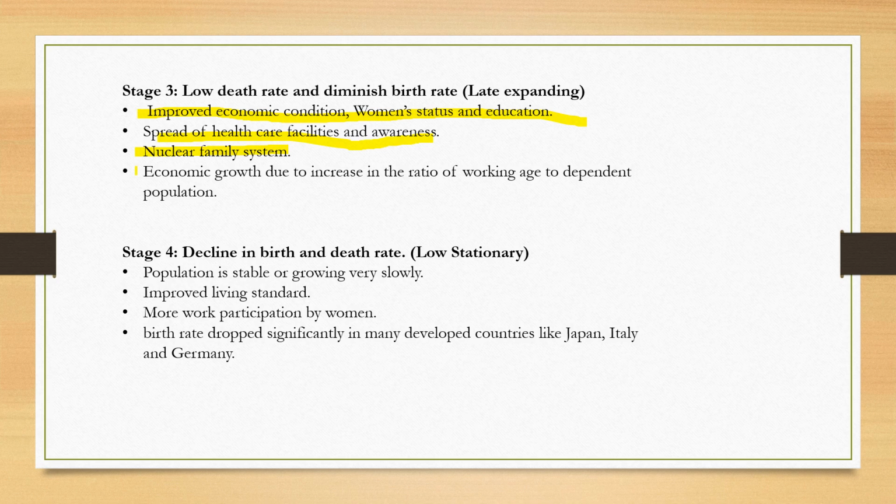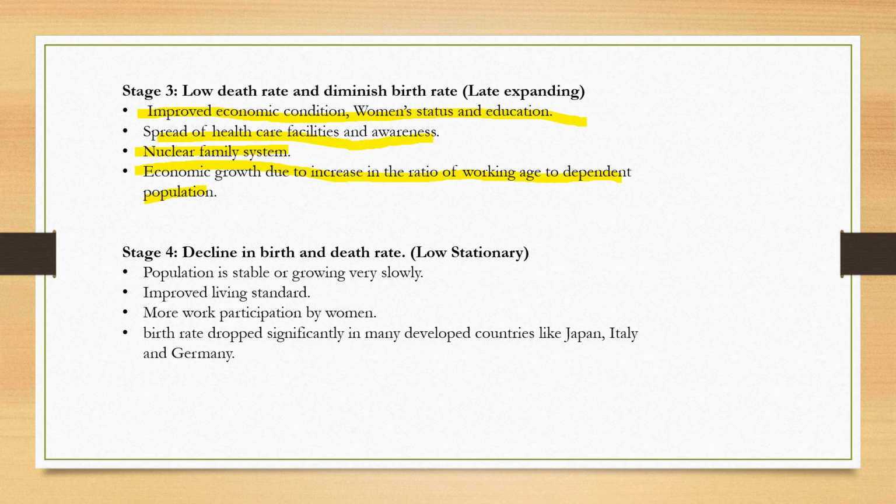Economic growth due to increase in the ratio of working age to dependent population. As I have already told you, in stage 2, the children mortality rate decreases. That is why they become successful or powerful citizens of any country, and that is why the economic growth rate increases due to the ratio of the working age group. They become the working age or independent population, so they are contributing to the society. That means the economy is growing. So all the points are very much positive. That means actual development starts from stage 3.